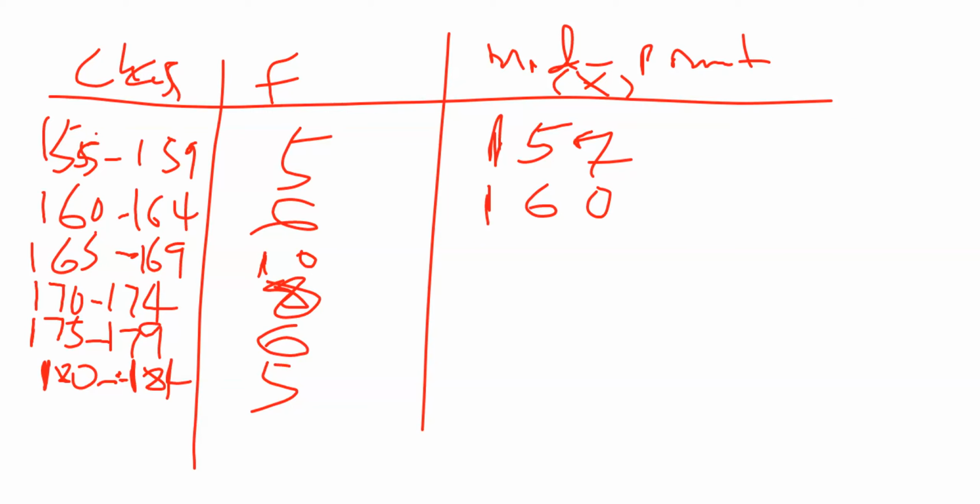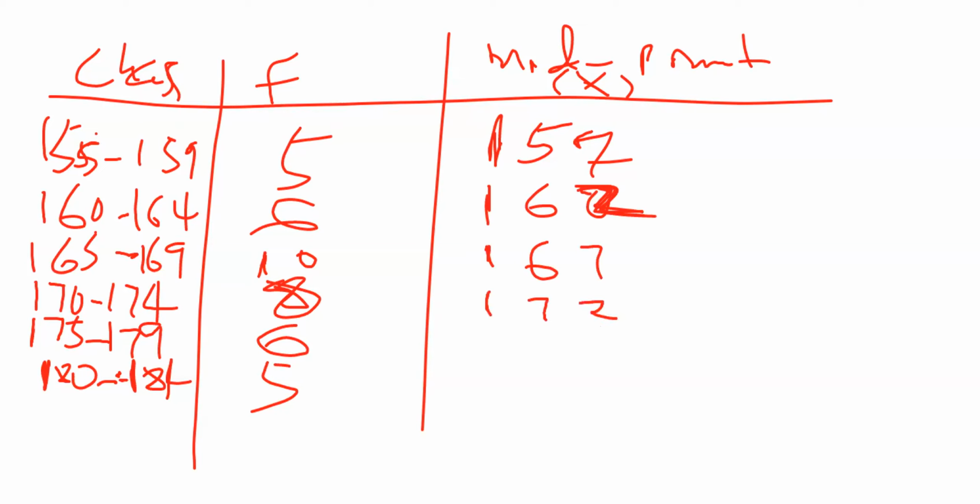For instance, the first one gave me 157. The second one gave me 162. What's the difference? It is 5. So the next one will be 167. The next one will be 172. Check so that you know what I'm talking about.